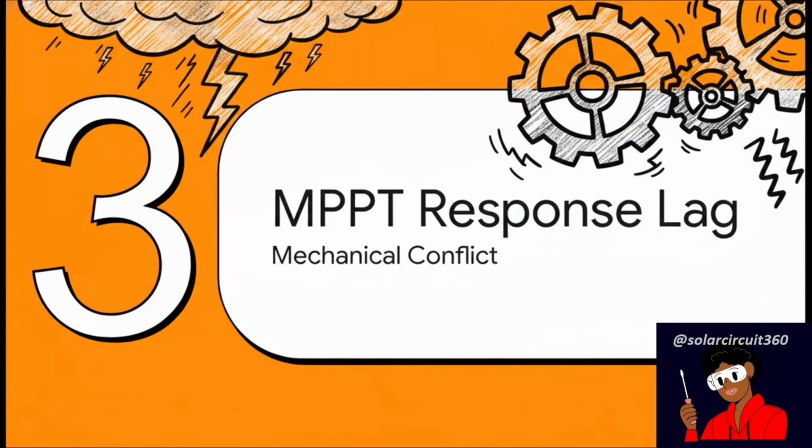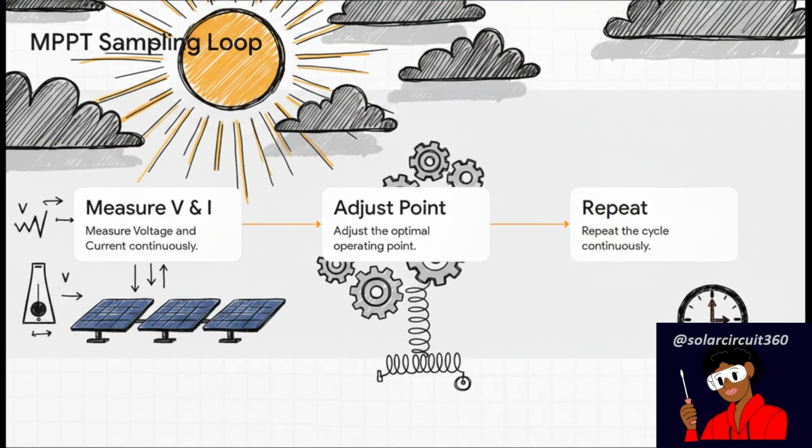Which brings us to Section 3, MPPT dynamic response lag, or what I like to call the mechanical conflict. Okay, so we're transitioning from the raw physics outside your panels to the mechanical conflict happening right inside your hardware. Maximum power point tracking, or MPPT controllers, they don't just adapt by magic. They operate using a mechanical measurement loop.